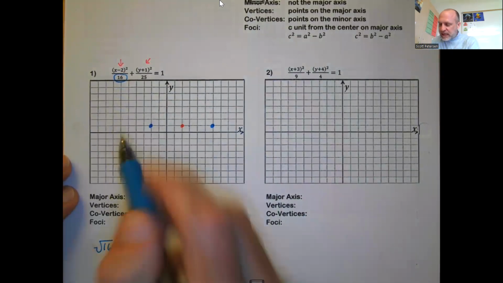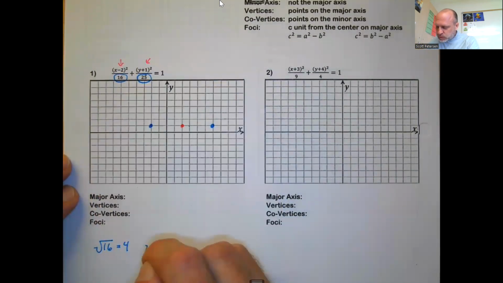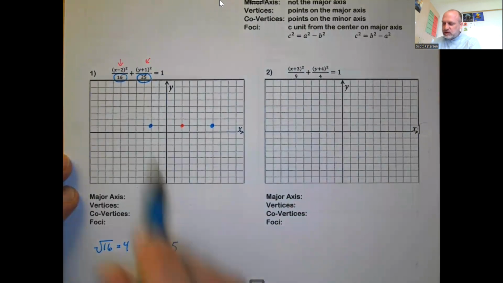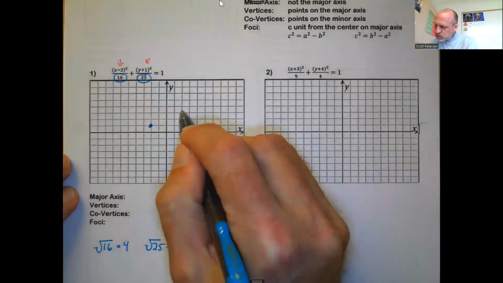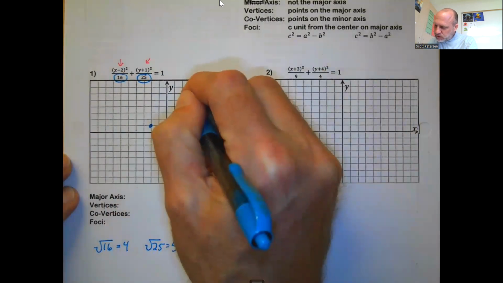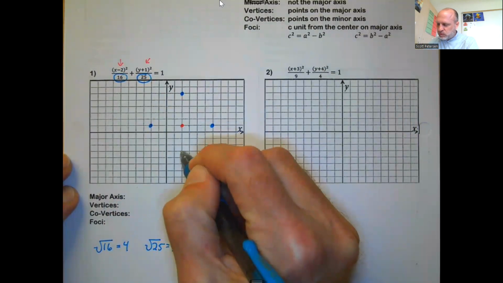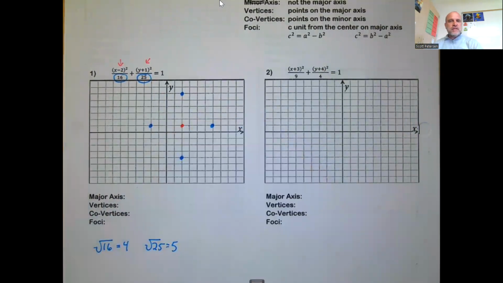Then I'm going to do the exact same thing with the 25. So I'm going to take the square root of 25, which is obviously 5. And now, because this is with the y, that's going to tell us to go up and down. So I'm going to go up 5. 1, 2, 3, 4, 5, points. Down 5. 1, 2, 3, 4, 5, with a point. And that is going to give us our ellipse.